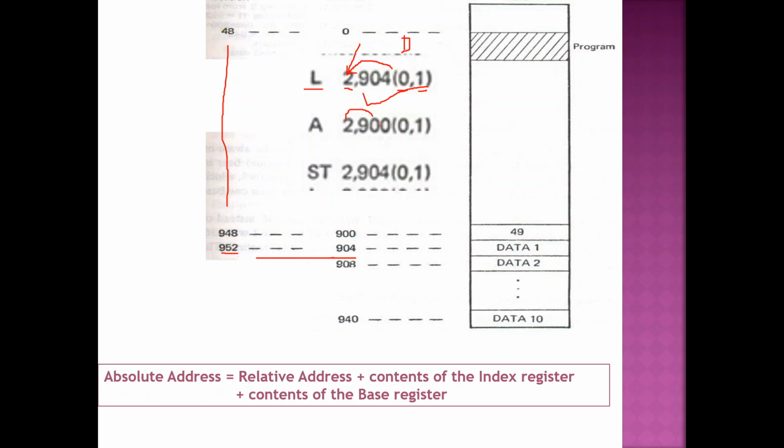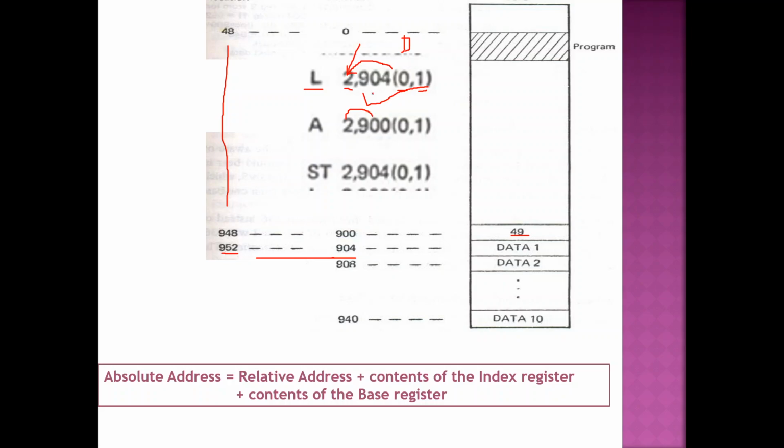Yes, whatever is the contents of location 900, add it with the contents of register 2 and store the result in register 2 itself. What is there in 900? 900 has 49, so I have to add 49 with the contents of register 2 and store the result in register 2. That is the meaning of this particular add instruction.